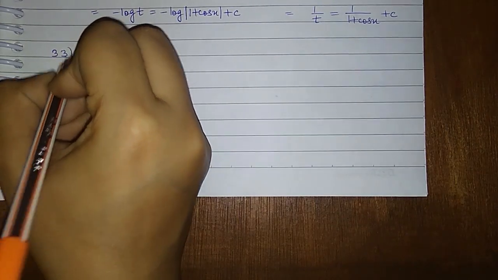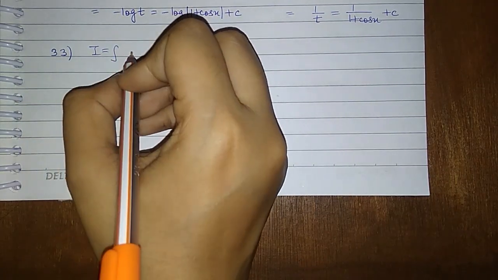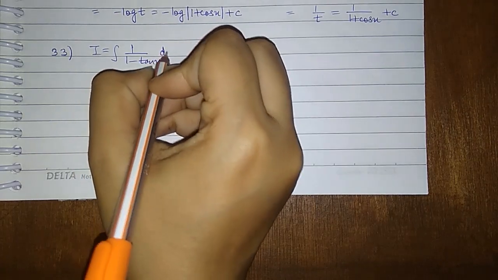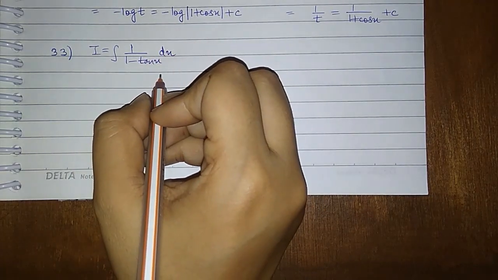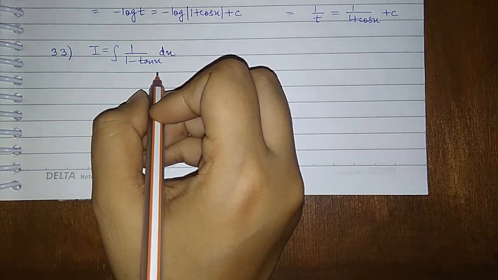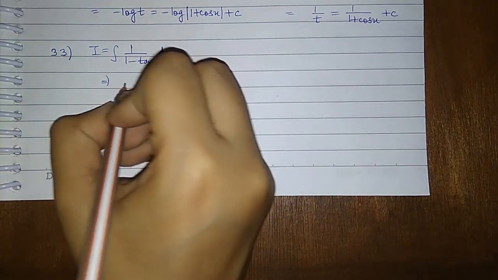Question number 33. Integration of 1 upon 1 minus tan x dx. So this is a similar question as 32, and both 32 and 33 questions are very important. So similarly, as we did in 32, we are doing this way.